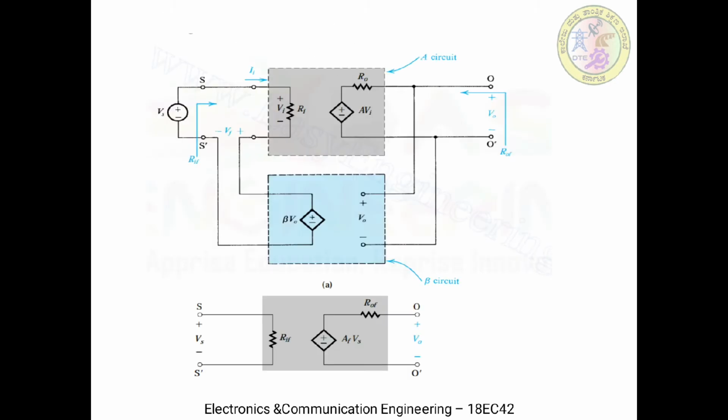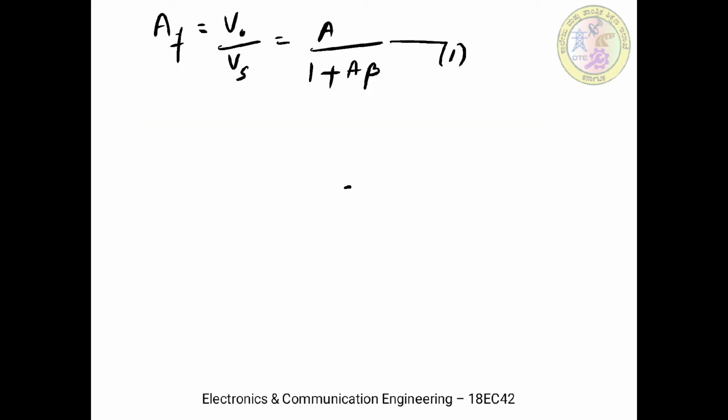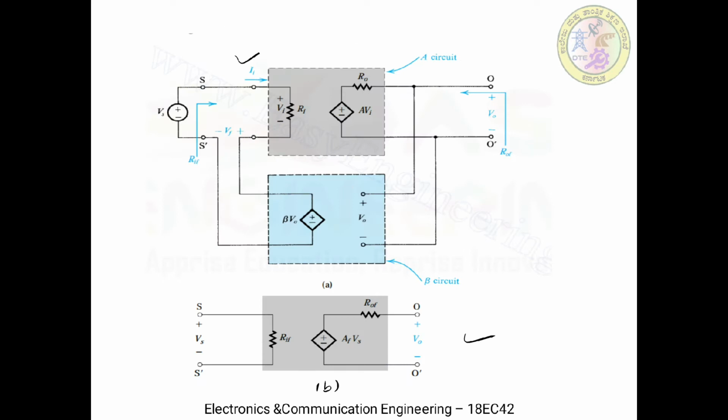Now in figure B, we have written one equivalent circuit. In the equivalent circuit, there are two terms, RIF and ROF. RIF represents the input resistance with feedback, and ROF represents the output resistance with feedback. So now let us write what this RIF means. Input resistance with feedback is nothing but V by I. V is nothing but Vs, I is nothing but the input current Ii. In the model you can see Ii is the input current.